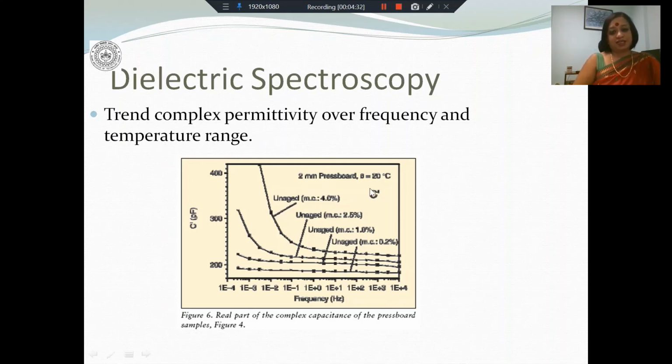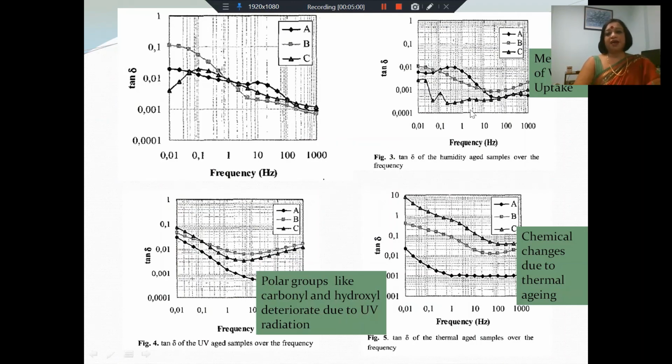Now this is at 20 degrees centigrade. If you measure at a higher temperature, you will probably see increased permittivities. The shape may or may not change. The shape will only change if polarization mechanisms which are not possible at 20 degrees centigrade begin to happen at higher temperatures, which might happen simply because of the more energy that you're putting into the system. Here I have some examples of aged samples.